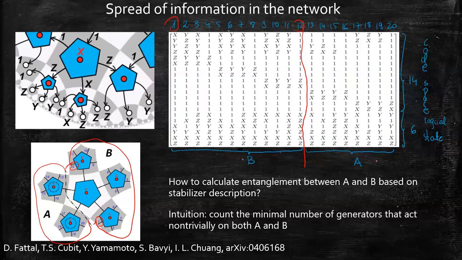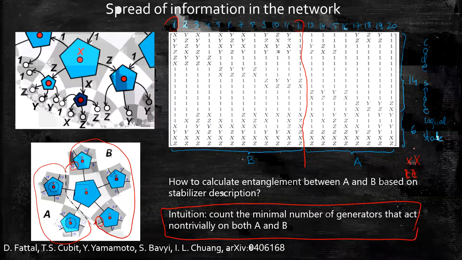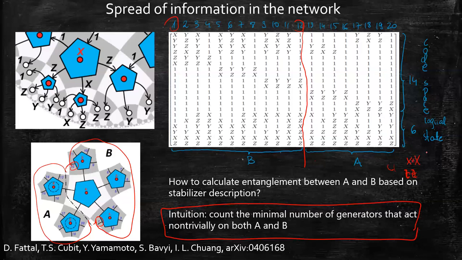In order to calculate the entanglement between parties A and B, you just have to count the minimal number of generators of this list that act non-trivially on both A and B. And this is the intuition that even relies on the singlet state. You have the singlet state stabilized by XX and ZZ. So you see that here you cannot reduce this list, and you always have the maximal number of generators that act on both sides. And here this acting on both sides is somehow the measure of entanglement. And this was shown in this work in 2004.